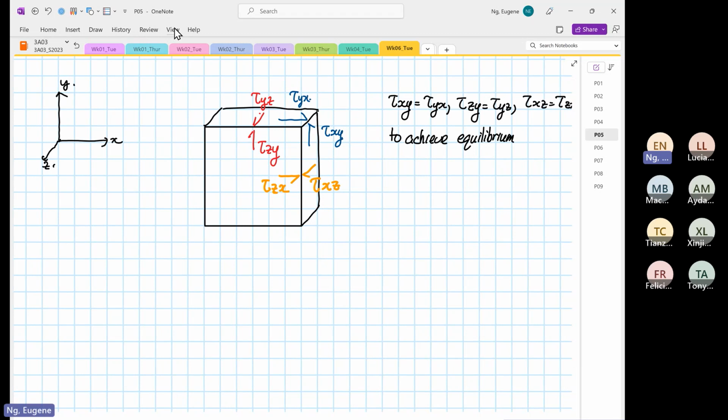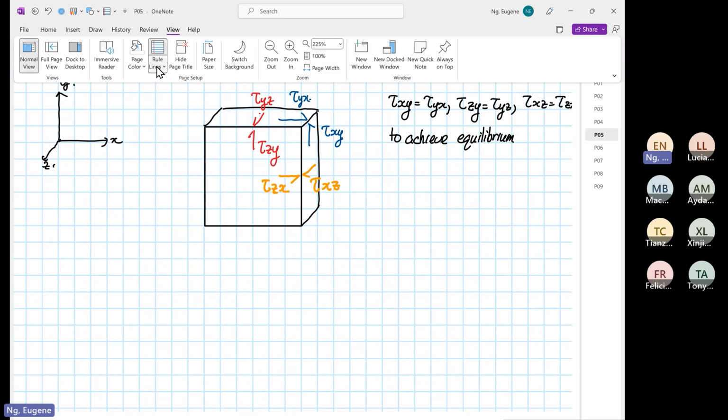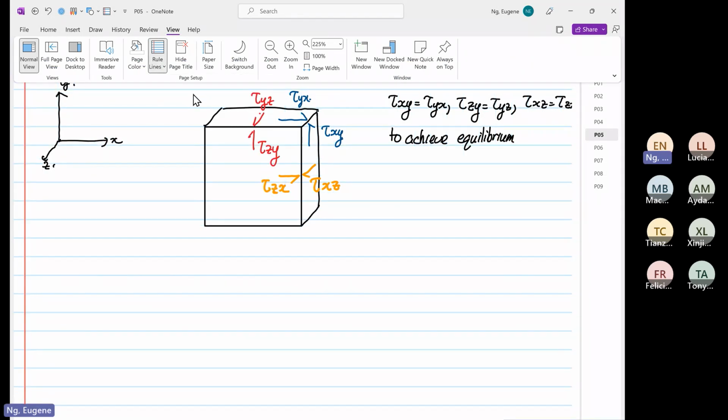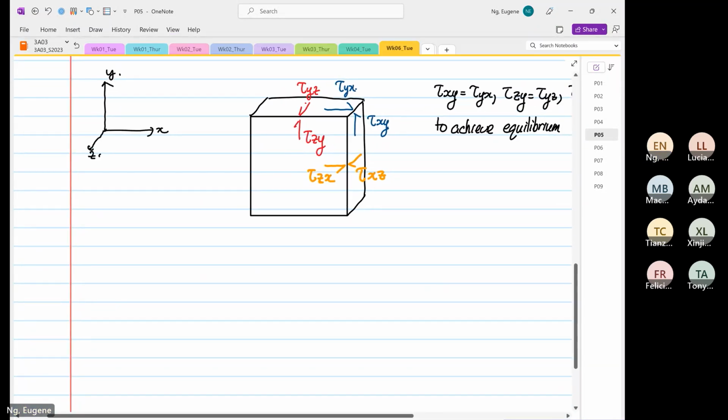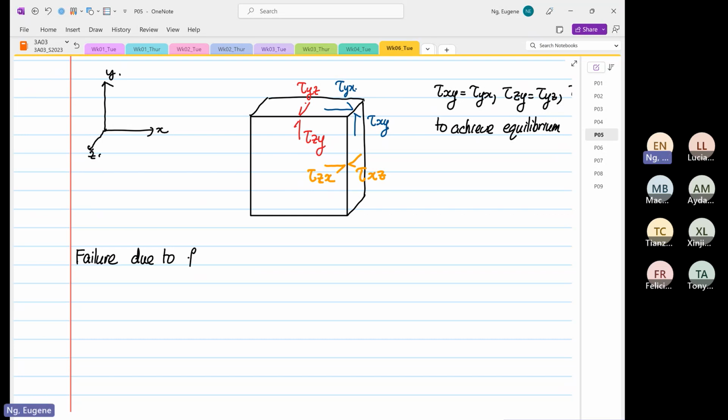So let's look at failure. Now, what I'm going to explain next is pretty abstract. Okay, and I'll tell you why it is pretty abstract. So let's look at failure. All right, failure due to shear force. Okay, due to shear force.